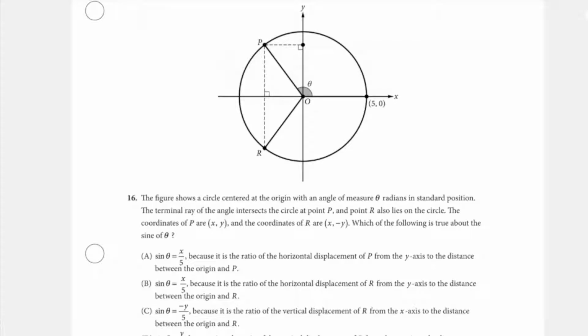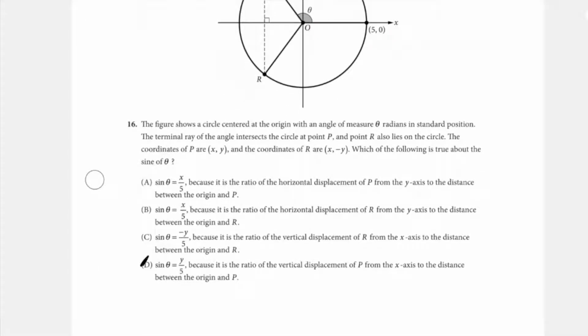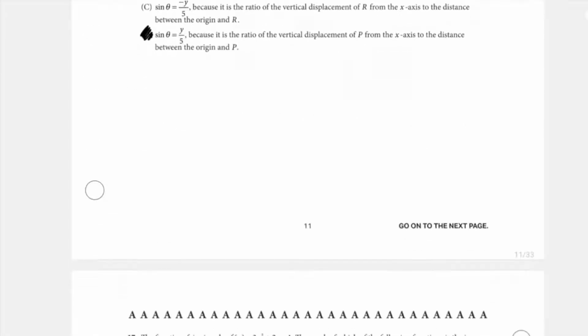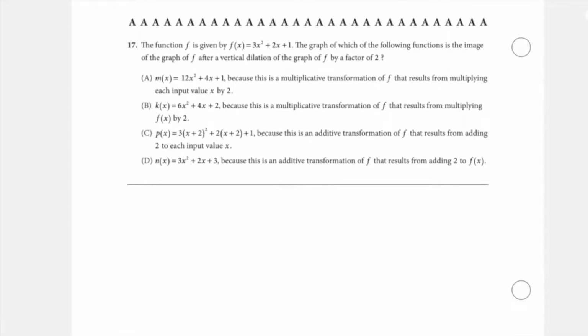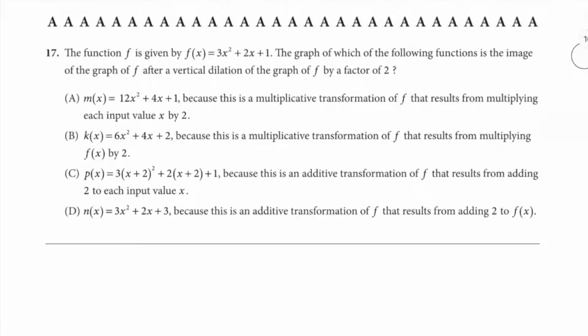Sine of theta is going to be y over d. I don't know why it would be negative y over d. It's the vertical displacement of P from the x-axis to the distance between the origin and P. Yeah, that's d. You can't actually see that, but presumably you've been working this on your own. You've got a copy of it nearby. Okay, that was interesting. Very difficult question. If you know about sine and cosine, which I have to think if you've made it through the whole year of AP Precalc and you're reviewing for the AP exam, you're going to know what sine is.